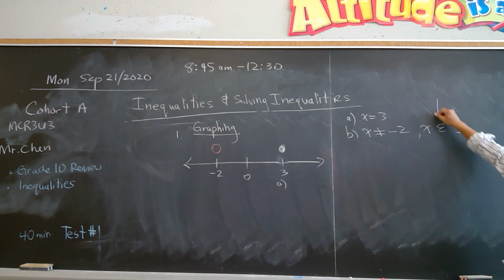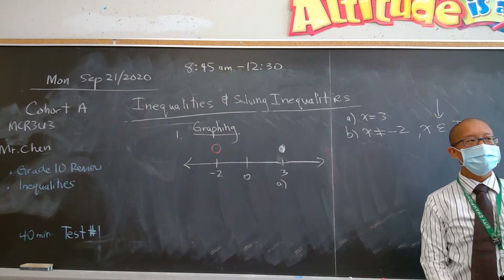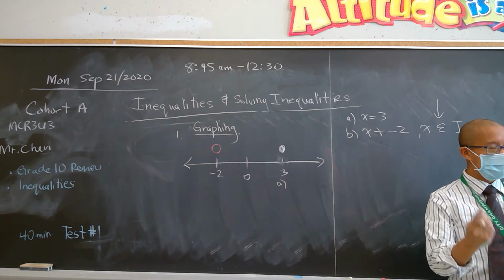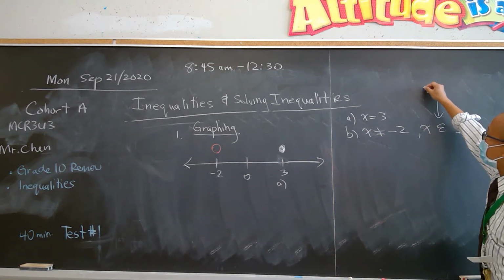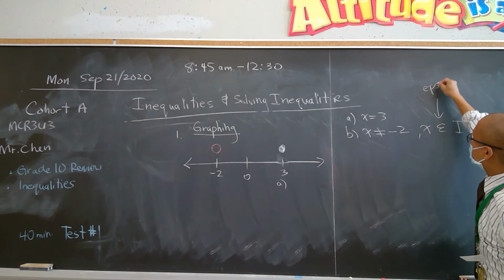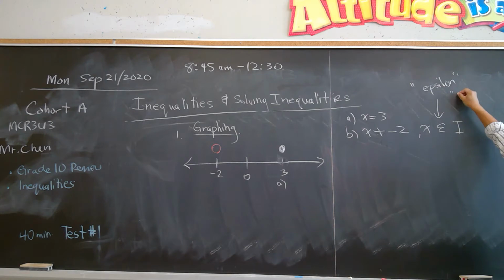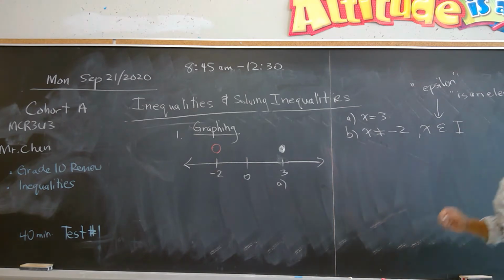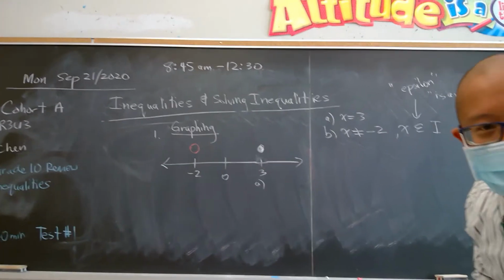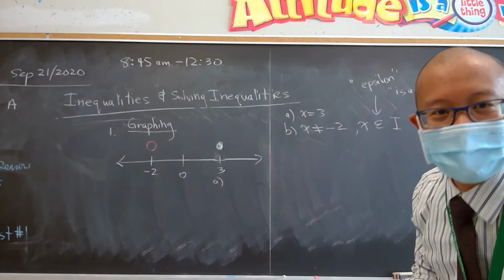So this symbol, some of you have not seen it before, and we'll talk more about it in our next unit. But this stands for, it's a Greek letter epsilon, and it means is an element of. I apologize if I'm off screen. Let's just move this over just a little bit.